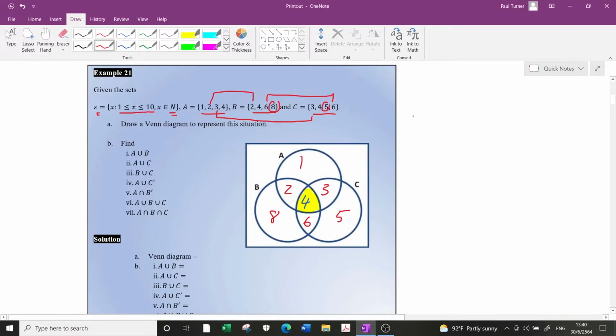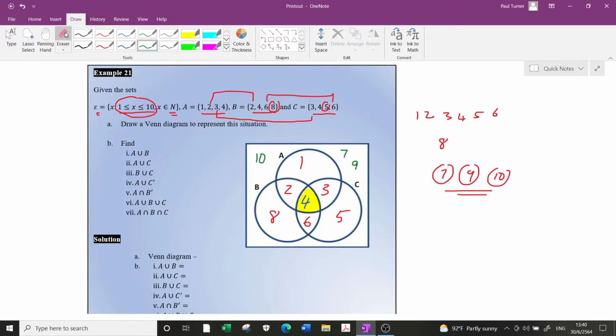So what elements do you have? 1, 2, 3, 4, 5, 6, 8. Okay, remember the universe is all numbers between 1 and 10. So what are we missing? 1, 2, 3, 4, 5, 6, 7, 8, 9, 10. So there are 3 elements we need to include, and they're not in any set. So we're going to have 7, 9, and 10 we can put anywhere outside those 3 sets.